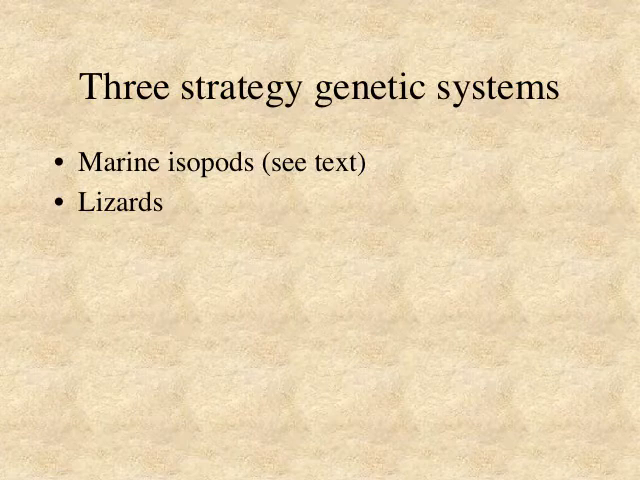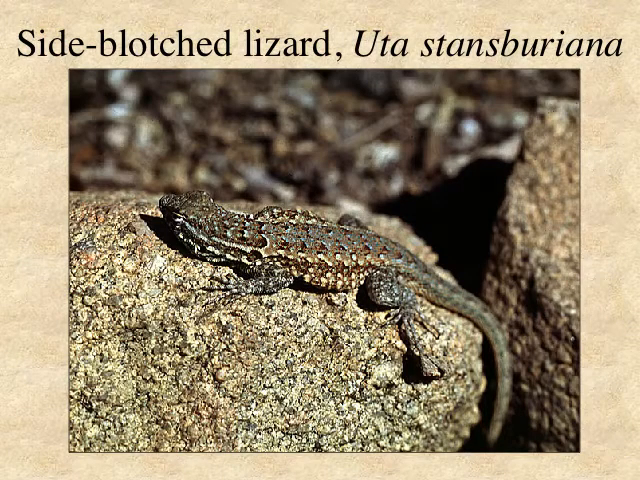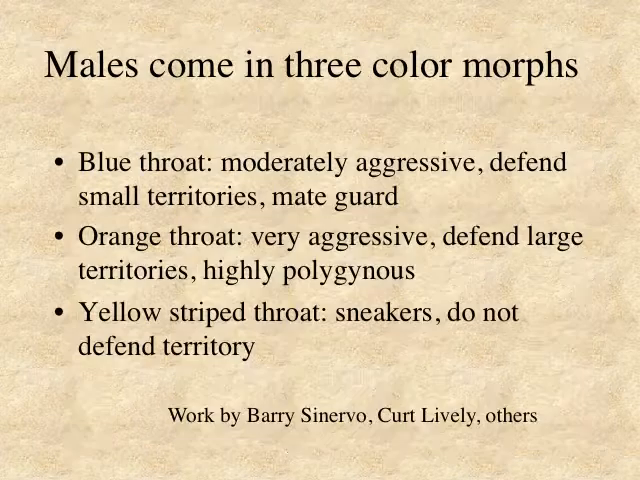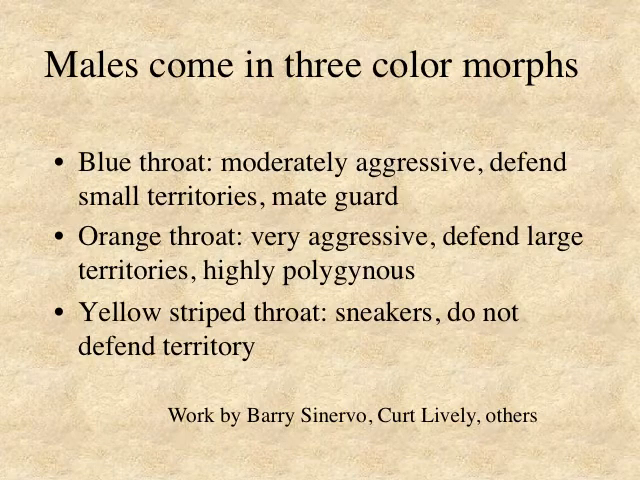The other one that's become pretty famous in the last 20-ish years is with lizards, these side-blotched lizards, Uta stansburiana. And the reason is the males come in 3 color morphs. And again, just like the ruffs, there's an association between the behavioral phenotype and the morphological color phenotype. So blue throat males, obviously they have a blue throat, but the behavioral differences are that they're moderately or intermediate aggressive, defend small territories, and they defend and mate guard a female that's on that territory. So they're essentially adopting a small territory, not really monogamous, but they're guarding a single female.